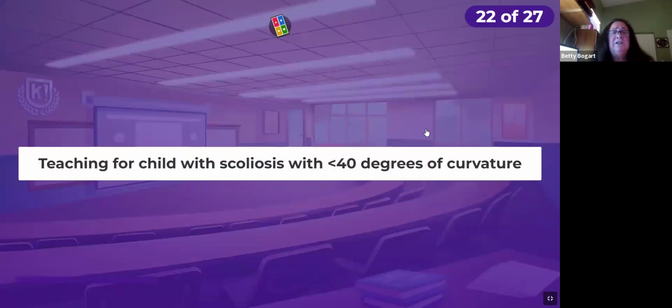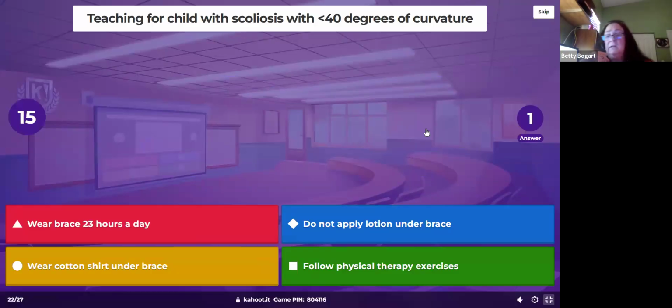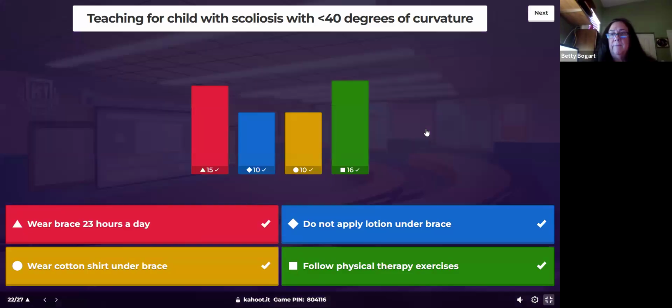Teaching for a child with scoliosis with less than a 40 degree curvature. What are they going to be having done to them? So brace 23 hours a day. You're going to wear a cotton t-shirt underneath, prevent any rubbing there. No lotion under the brace. I mean, you can look, you can massage areas, but you're not going to have a lotion there or powder. And of course, physical therapy.